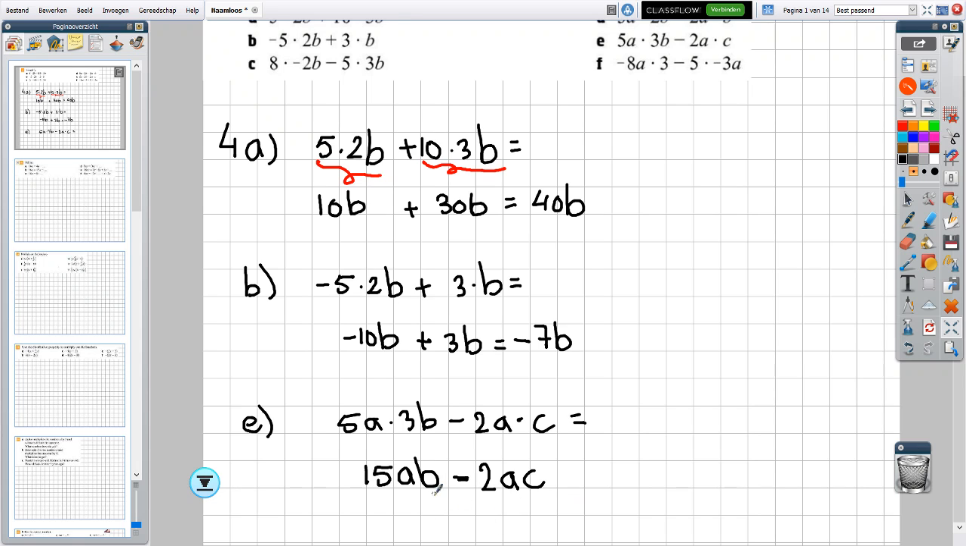Are those like terms? No, they aren't, right? Because for like terms, all the letters in a term should be the same as the letters in a different term. Here I have a and b, here I have a and c. So I cannot add them up or subtract them. So here, this is my final answer.